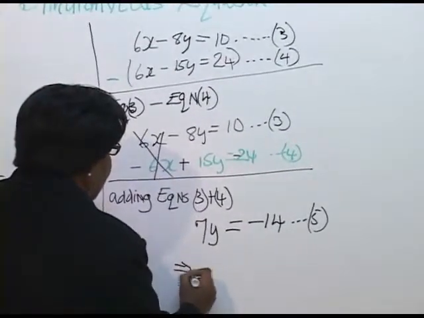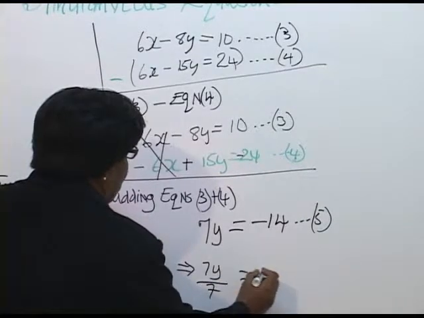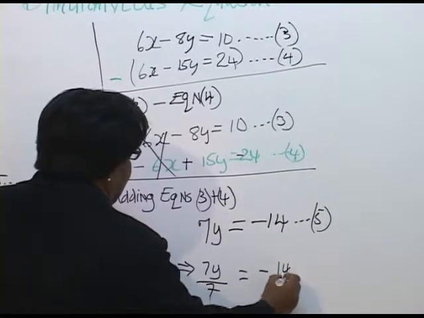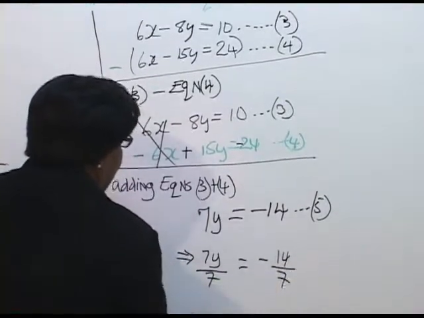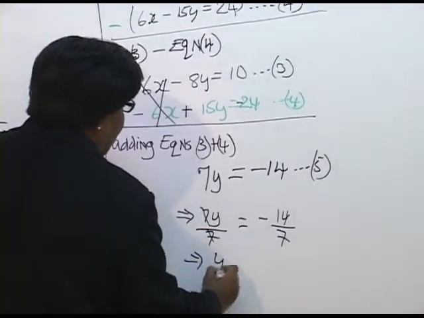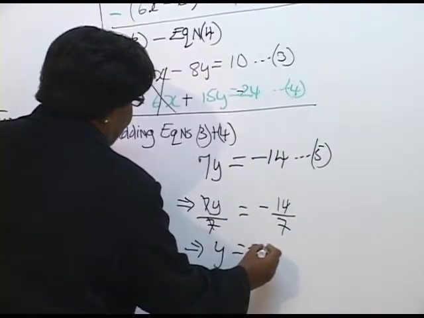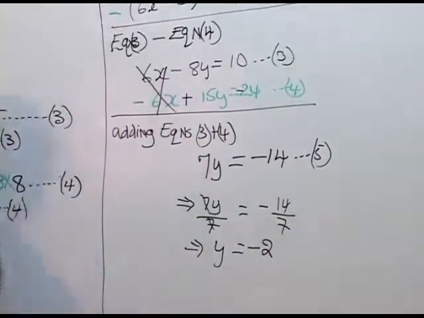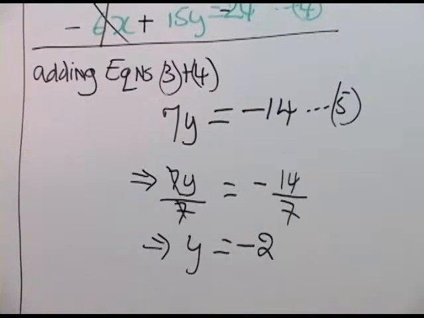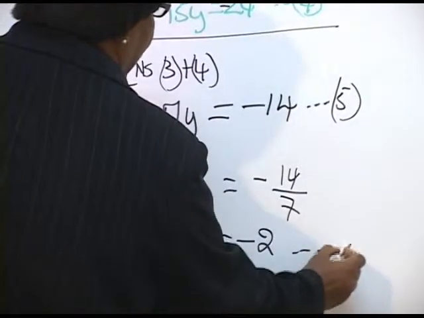So then we're going to have that 7y divided by 7 would be equal to negative 14 over 7. And then we're going to get that y would be equal to... a positive divided by a negative would leave us with negative 2. And that is why we get our value for y, which is equal to negative 2.